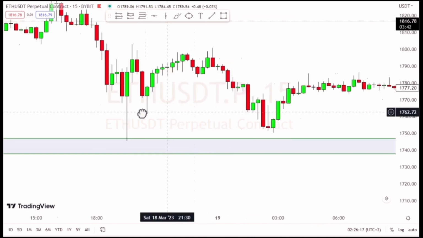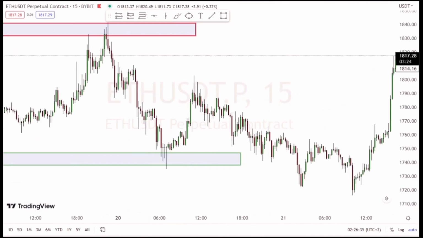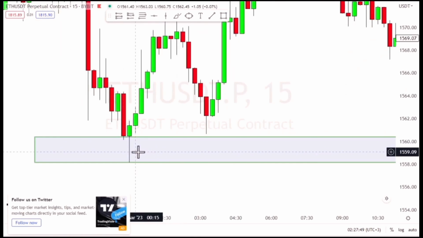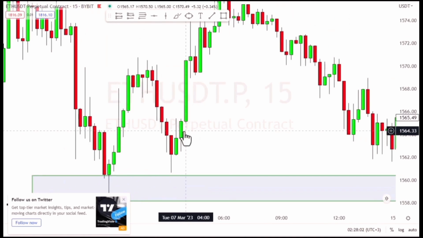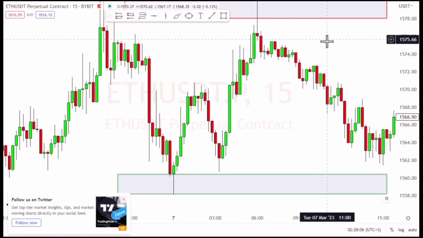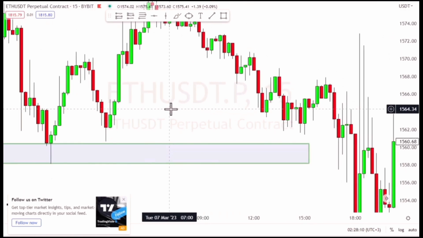Let's make another example. I think I've seen one more here. Yes, here's our support level, and you can see we have a really nice body here, and the wick or the shadow is 2 times bigger than the body of the candle. The upper shadow is not that important. And as you can see, it worked again and pushed the price to the upside. These are really strong signals.